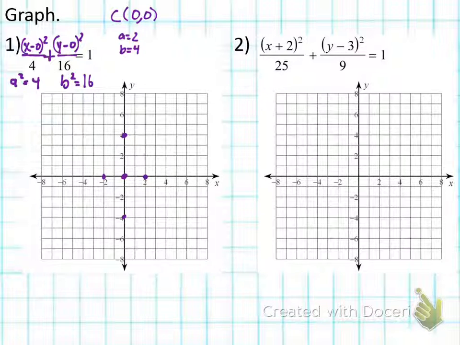Then I know this is going to be the rough outline of my ellipse, so I'm going to draw it by hand like that on my paper, okay? And that's how we do number 1, okay?